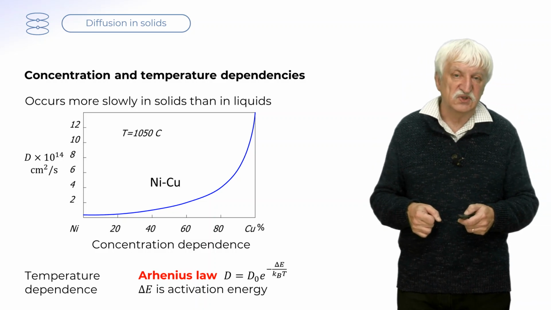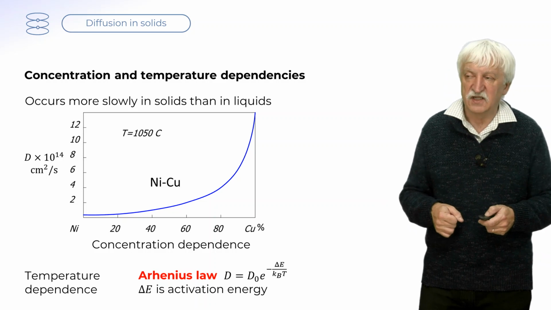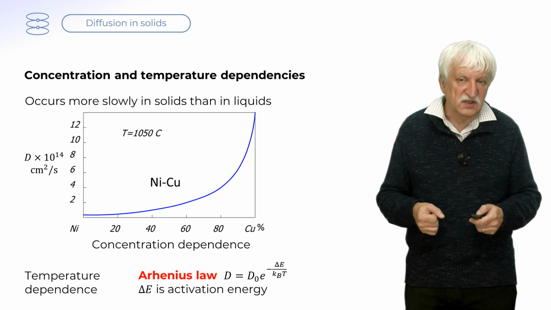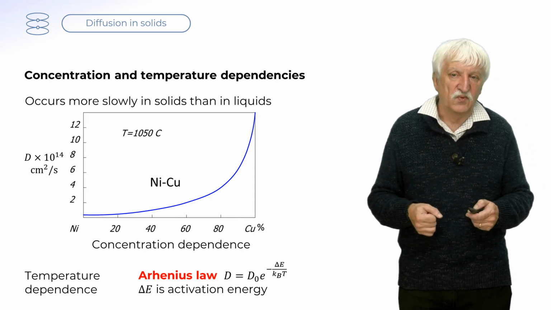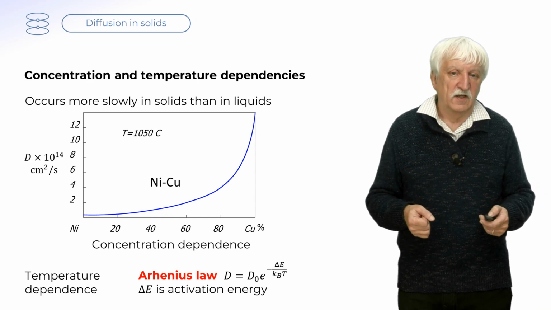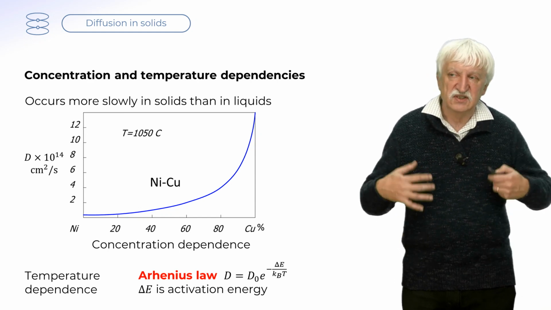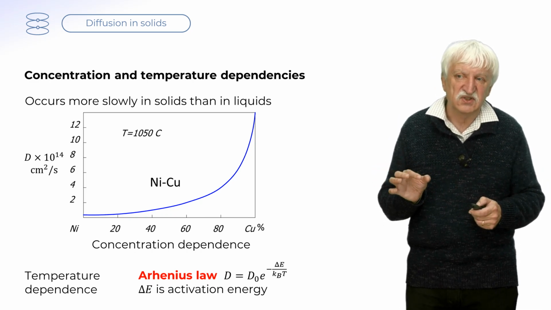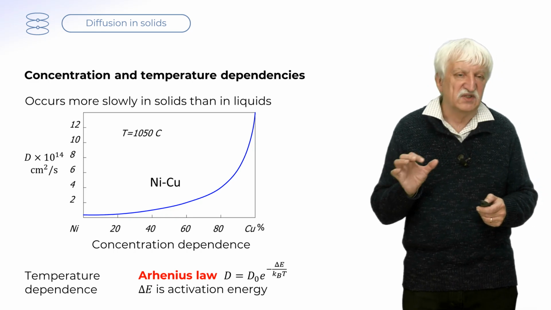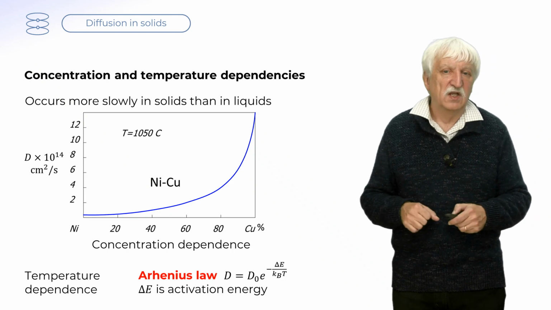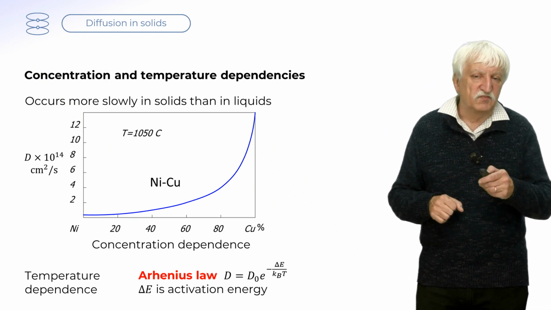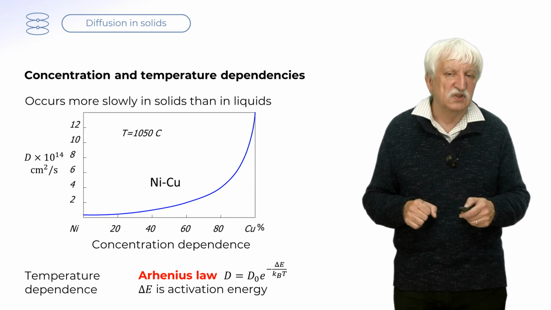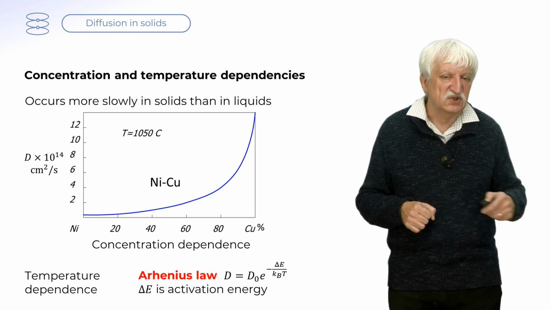In the case of diffusion in solids, everything is much more difficult. First of all, the diffusion in solids is very, very slow. For example, to understand the corresponding value, the diffusion is by, say, 1 centimeter during a time of about several days or even months. In the picture, there is a dependence of the diffusion coefficient on concentration.